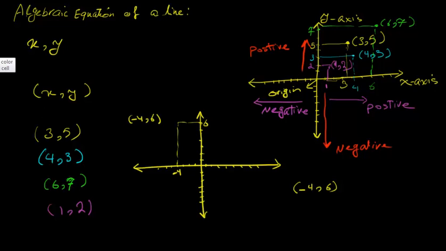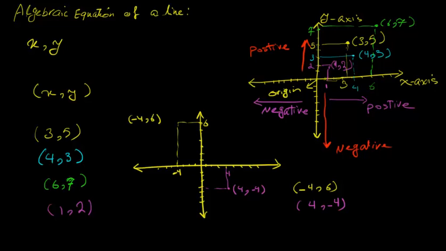So let's say we have 4 and -4. Again, 4 is positive, so we move toward the right. 1, 2, 3, 4. -4 is negative, so we need to move down on the y-axis. 1, 2, 3, and 4. So here is our point. We plot the point, which is 4, -4.